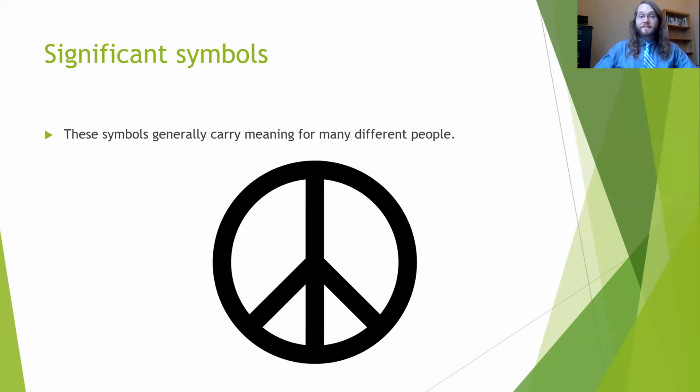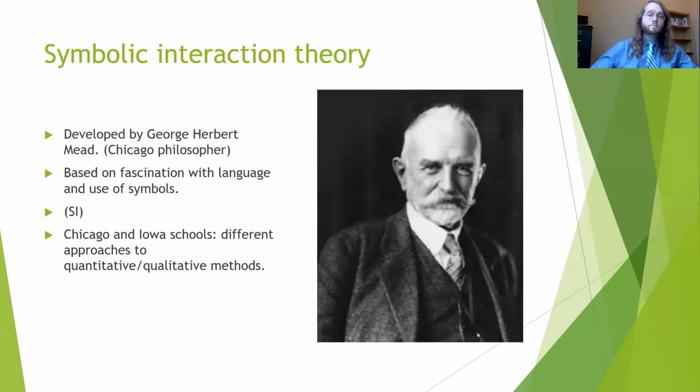Additionally, there's this idea of a significant symbol, one that might carry significant meaning. For instance, in the Vietnam War era, the peace symbol became an important representation of anti-war and peace in response to that violence. Symbolic interaction theory was developed by a Chicago philosopher by the name of George Herbert Mead, who was really concerned with how we as humans create meaning through the use of symbols.